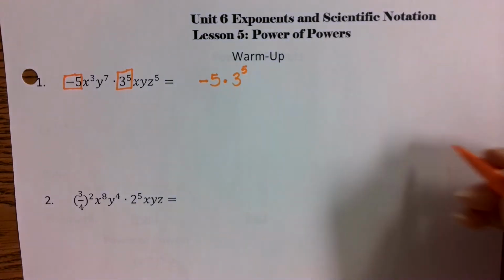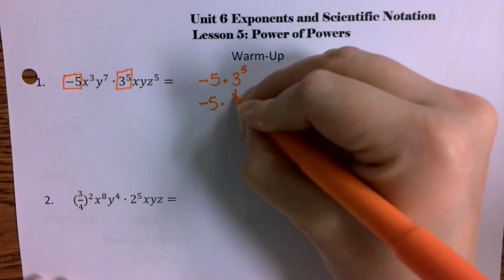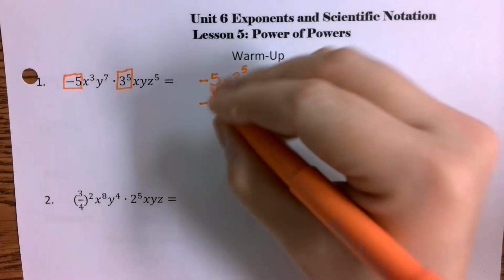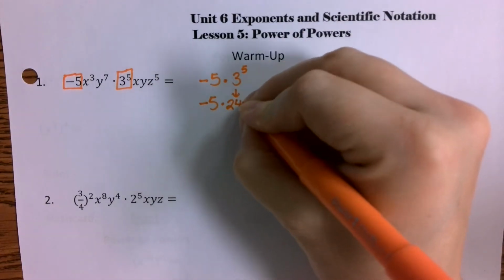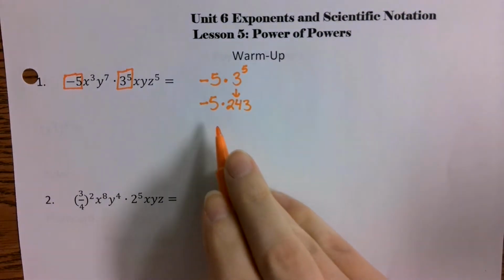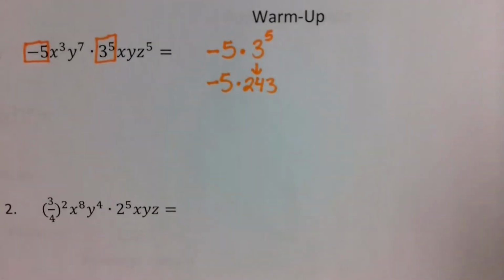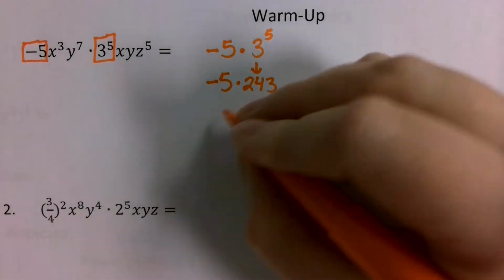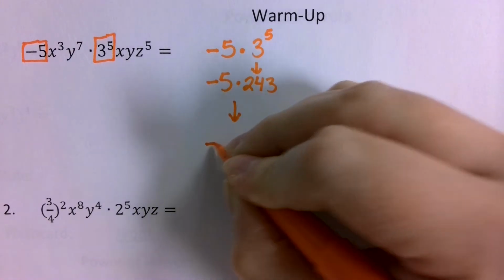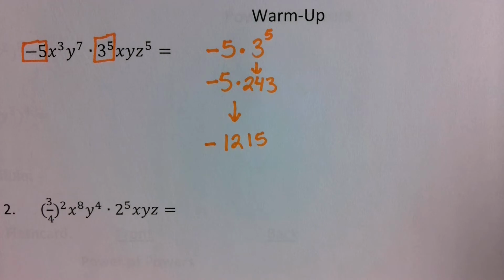Now the first thing that we want to do is simplify 3 to the 5th, and 3 to the 5th power is just going to come out to 243. Right? It's 3 times 3 times 3 times 3 times 3. That comes out to 243. And then we can go ahead and do -5 times 243, and that's going to come out to -1,215.